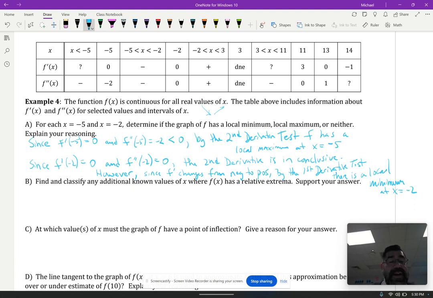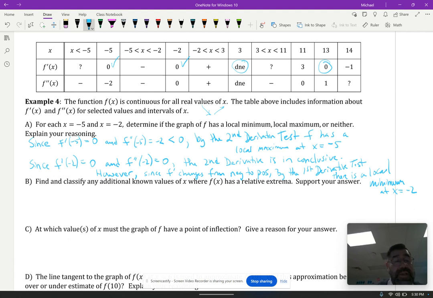Can you find and classify any additional known values of x where f prime has a relative extrema? Yes. Where does f have an extrema? Well, where is f prime equal to 0 or undefined? Well, we already checked this one. We already checked this one. If I look here, this is a critical point because the first derivative does not exist. However, I don't know what happens on either side. So it could be a relative extrema, or maybe it's just nothing. I don't know. So I keep on looking.